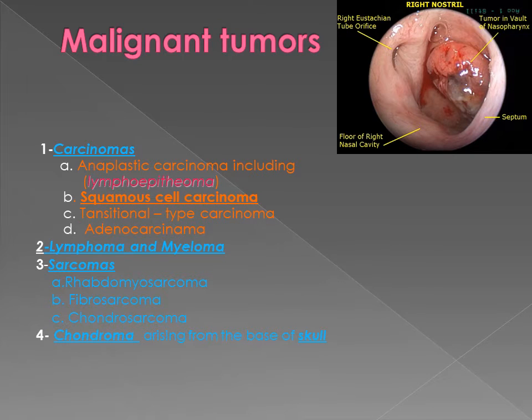The pathology will have carcinomas, lymphomas, sarcomas, and chondromas. The most important is the carcinomas, with the anaplastic carcinoma, the lymphoepithelioma, and our main topic now is the squamous and transitional and adenocarcinoma, which is the commonest, and also lymphoma as a part of any head and neck lymphoma, and also multiple myeloma, which develops from the bone marrow, sarcomas as rhabdomyosarcoma and fibrosarcoma and chondrosarcoma, and to conclude by the chondroma, which arises from the skull base.